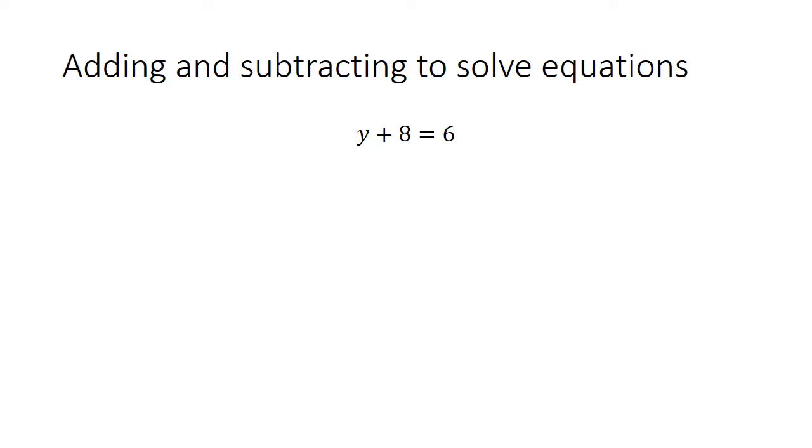All right, so this is very similar to a problem we've already worked before. We have y plus 8 equals 6. So in order to solve this, we've got to get our y by itself. So to do this, we need to move our 8 over by doing an inverse operation. So we have a positive 8. We're going to have to subtract 8 to get our y by itself.